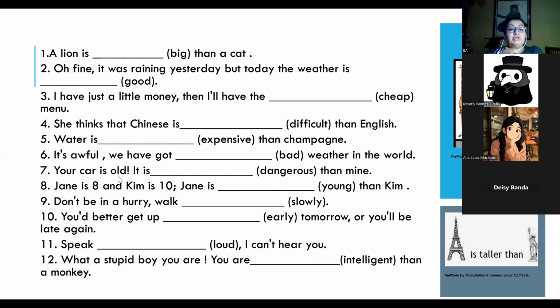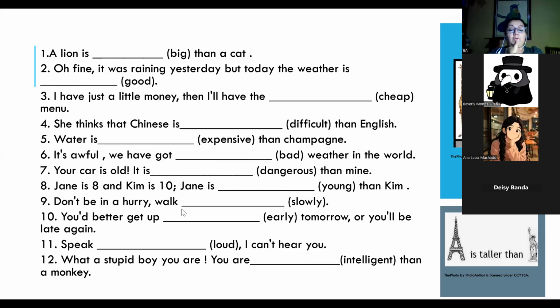Your car is old. It is more dangerous than mine. Dangerous. Jane is 8 and Kim is 10. Jane is younger than Kim.